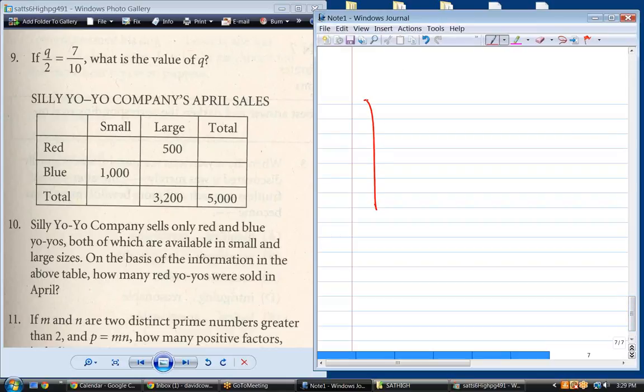the total small yo-yos would be 18,000. Right here? No, down. Small total. Okay. Which makes that's that, 18. 8. So that's 800 and 500 is 1,300. Mm-hmm. So 1,300 is the answer. Okay. Yeah.